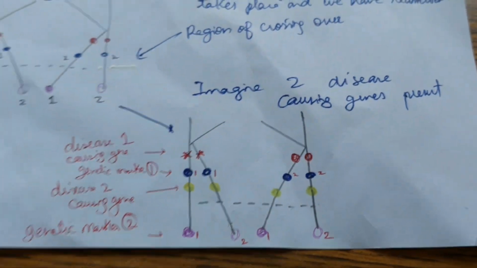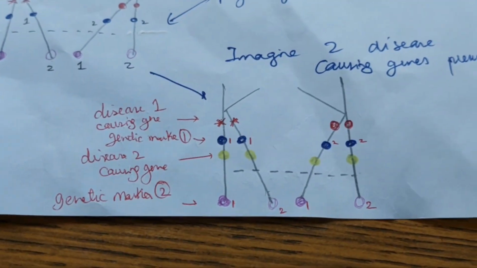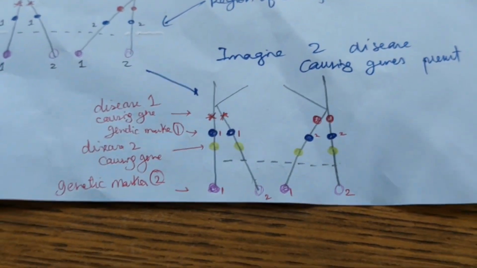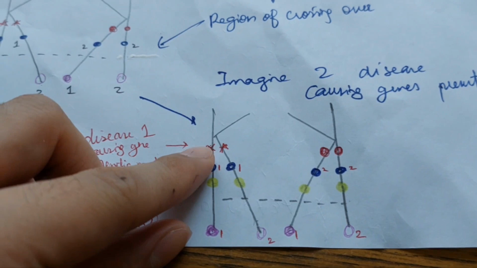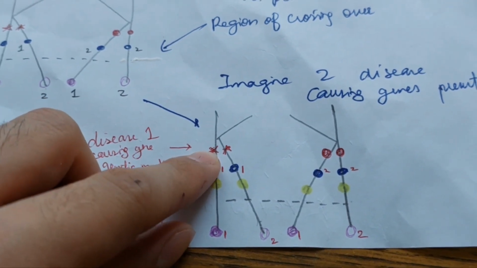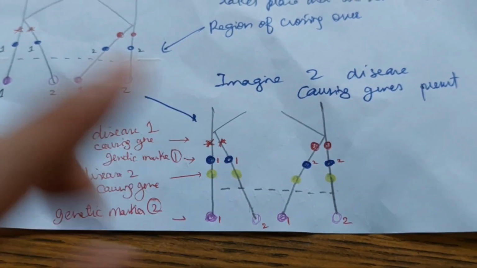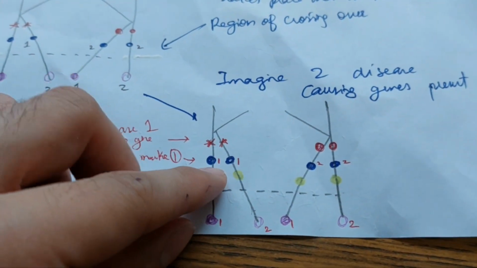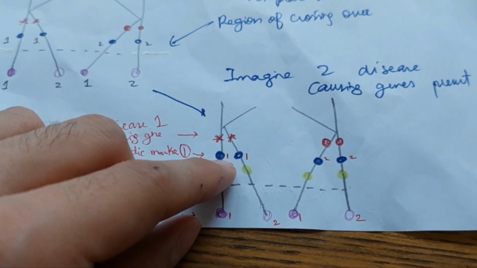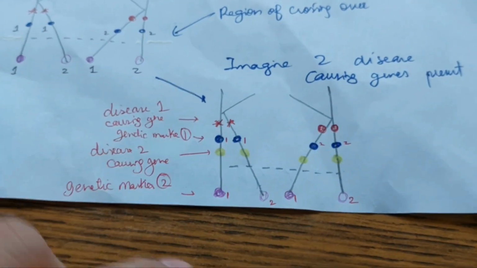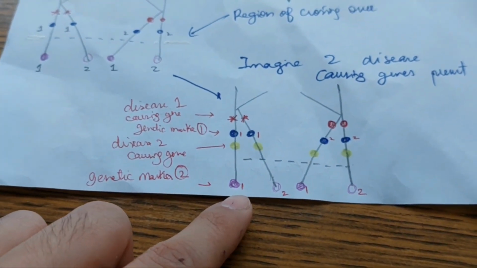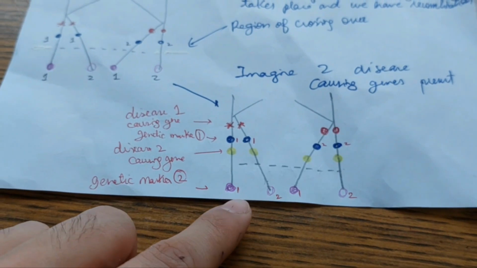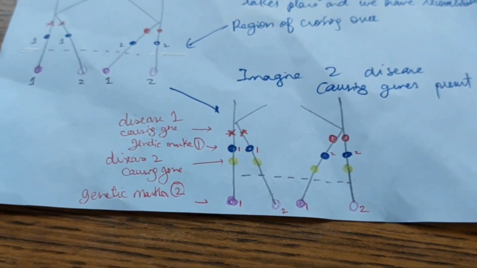Now to better understand the concept of theta being small and large, we will compare two different disease causing genes. So this red star is the disease 1 causing gene, and the yellow ball is the disease 2 causing gene. And then we have genetic marker 1 and its allele 1 and allele 2, which are in blue color, and genetic marker 2, which is in purple color, and its alleles 1 and 2 are also in purple color.